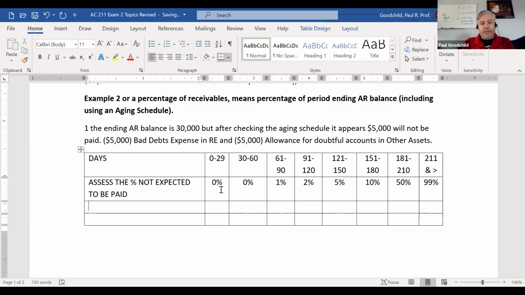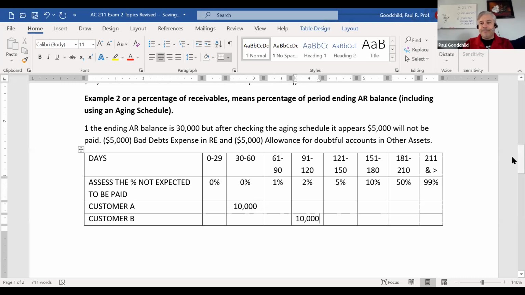And so you have customer A, and they've got, you know, $10,000 in this bucket. Customer B's got $10,000 in this bucket.